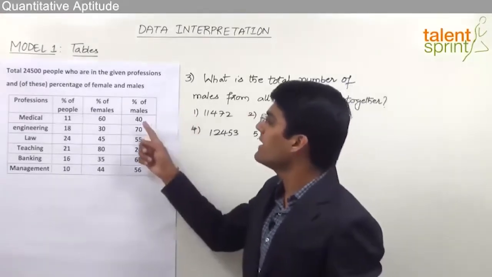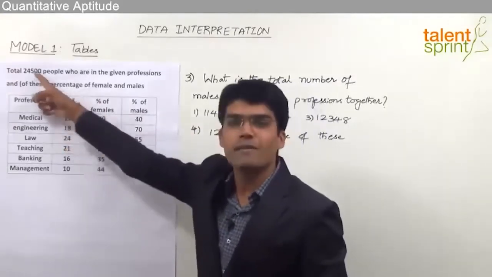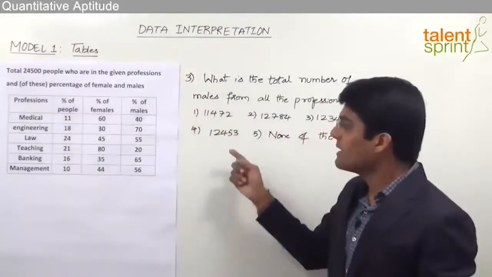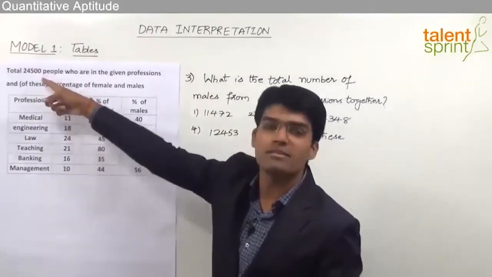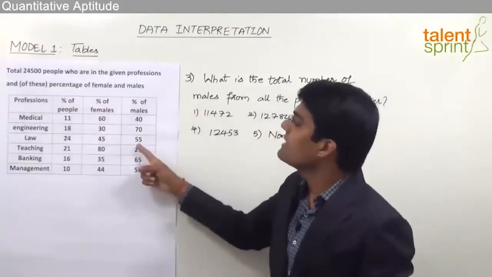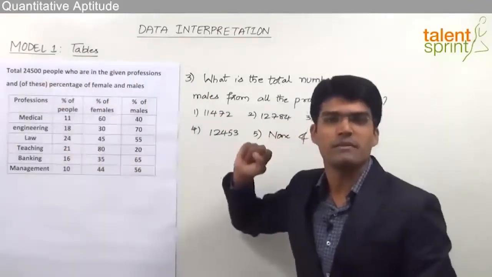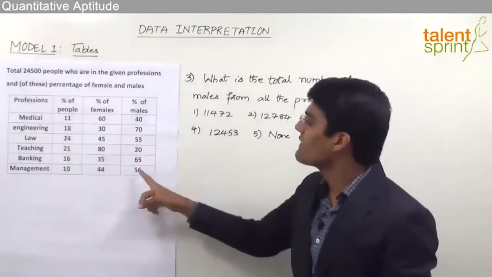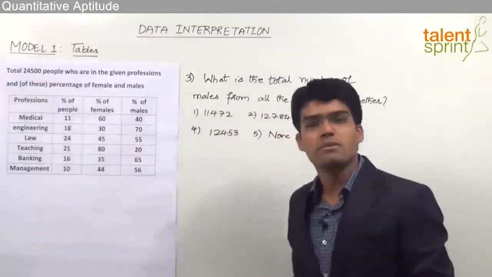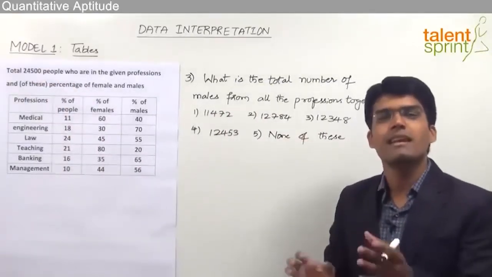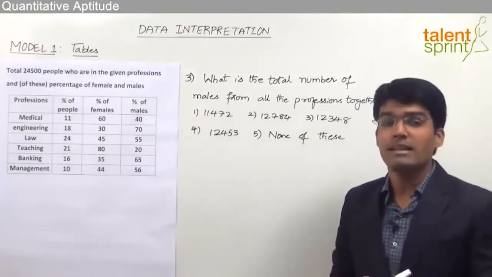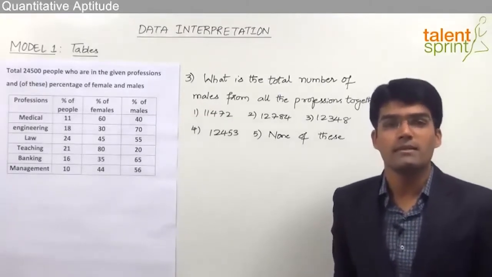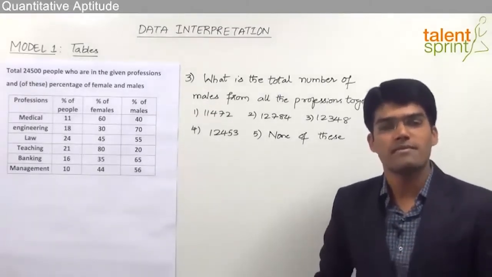It should be taken totally as 40% of 11% of 24,500 plus 70% of 18% of 24,500 plus 55% of 24% of 24,500 plus 20% of 21% of 24,500 plus 65% of 16% of 24,500 plus 56% of 10% of 24,500. At the maximum, what we can do is take 24,500 common, but still the calculation would take a lot of time. And it is not so easy that we can do the complete calculation and get the answer in less than 30 or 45 seconds.